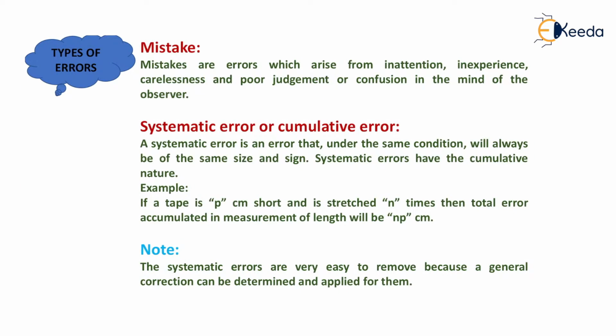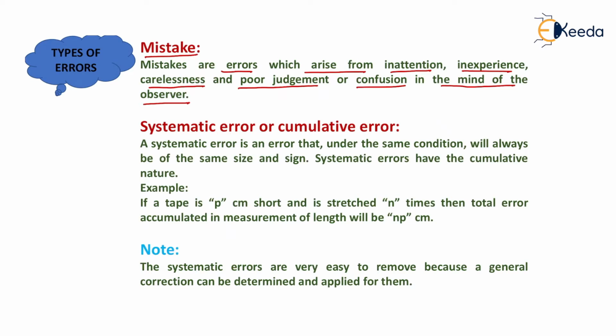Now the next type of error is mistakes. Mistakes are errors which arise from inattention, inexperience, carelessness and poor judgment or confusion in the mind of the observer. So they cannot be rectified because we cannot determine where we had made the mistakes.